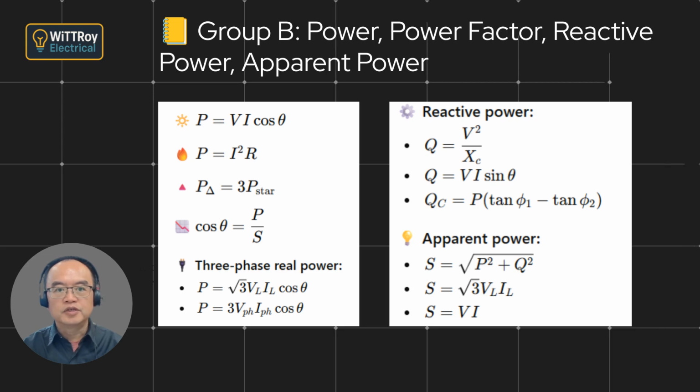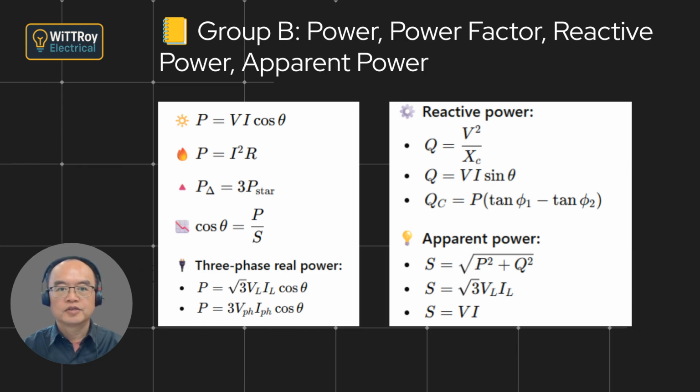Now we go to the next formula. The formula is QC equals P times bracket tan phi 1 minus tan phi 2 bracket. This formula is used when improving power factor using capacitors. QC means reactive power change provided by a capacitor. P means real power in watts. Phi 1 and phi 2 are the before and after phase angles. Repeat, QC equals P times bracket tan phi 1 minus tan phi 2 bracket.